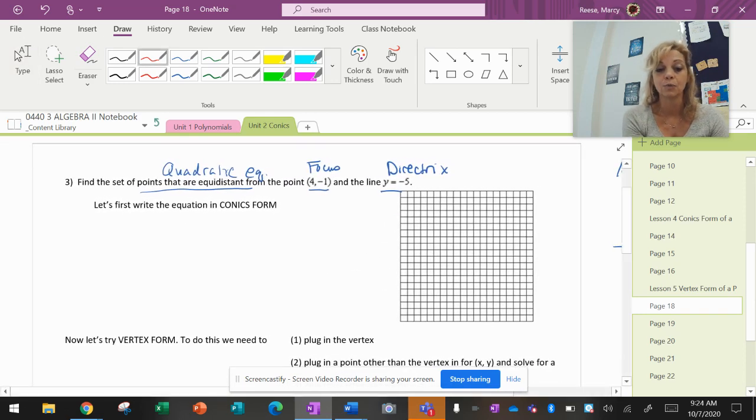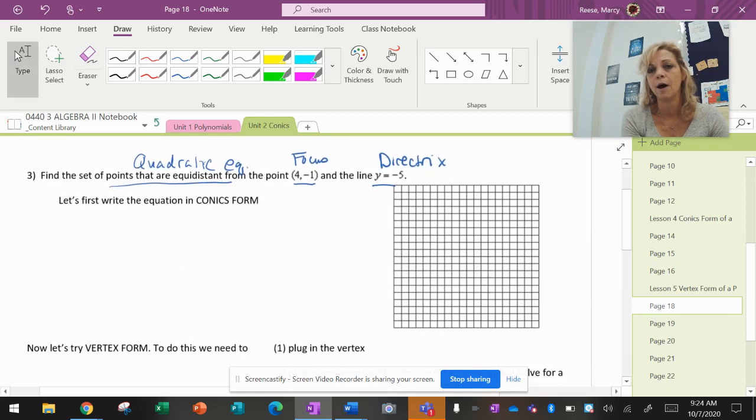So now it says let's first write the equation in conic form. Well, it makes sense because I have a directrix and I have a focus. So I can't do it in vertex form right off, and I can't do it in standard form right off. So we're going to start with our little sketch like we always do, so you can visualize it. And I know some of you are getting to the point where you don't need to do that sketch, but you still need to show me some kind of understanding of it. So make sure that you're doing something.